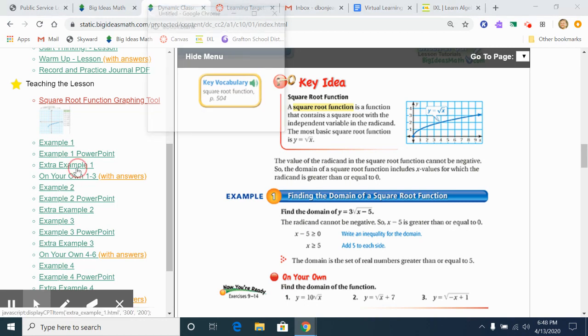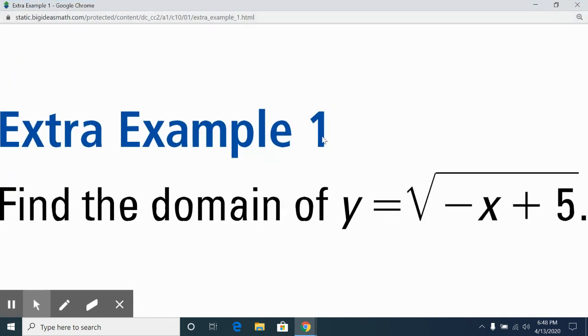Make sure we understand it. All right, so here's our next example. Negative x plus 5. That's what's under my radicand, or under my square root symbol. I'm going to set that greater than or equal to 0. So let's see if I can do this well.